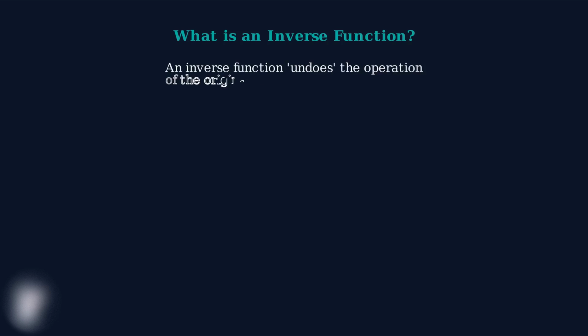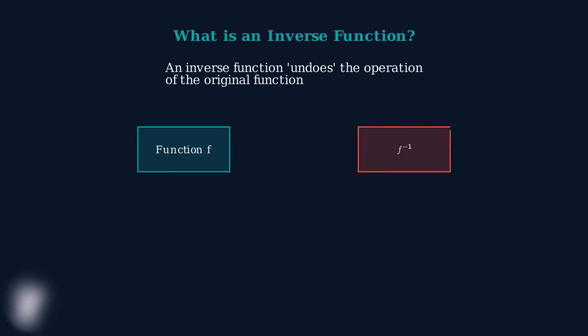The fundamental idea is simple. If a function takes you from point A to point B, then its inverse function takes you back from point B to point A. We can visualize this with function machines. The original function f transforms inputs into outputs, while its inverse, denoted f to the negative 1, reverses this process. Here's how it works. We start with an input x. The function f transforms it into output y. Then the inverse function takes that y and transforms it back to the original x. Mathematically, we express this relationship as f of x equals y if and only if f inverse of y equals x. This bidirectional relationship is the key to understanding inverse functions.